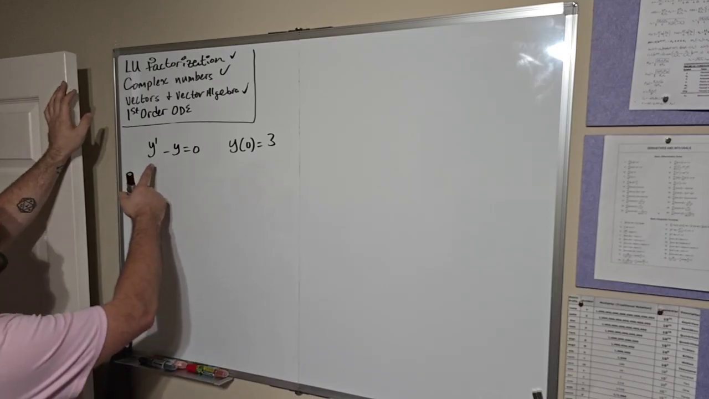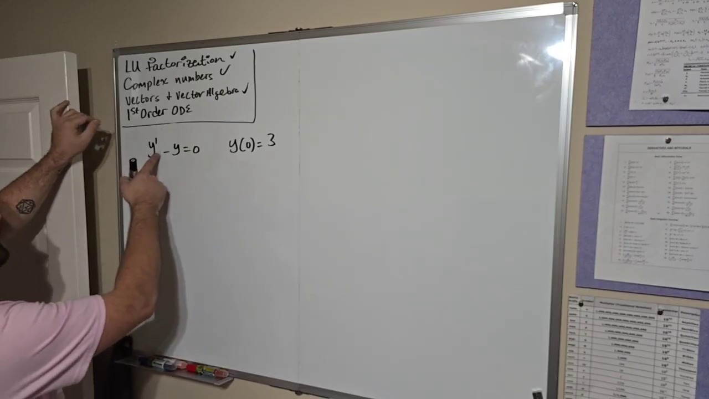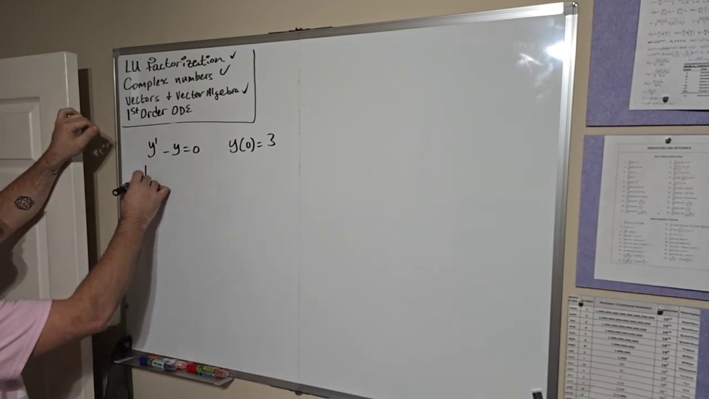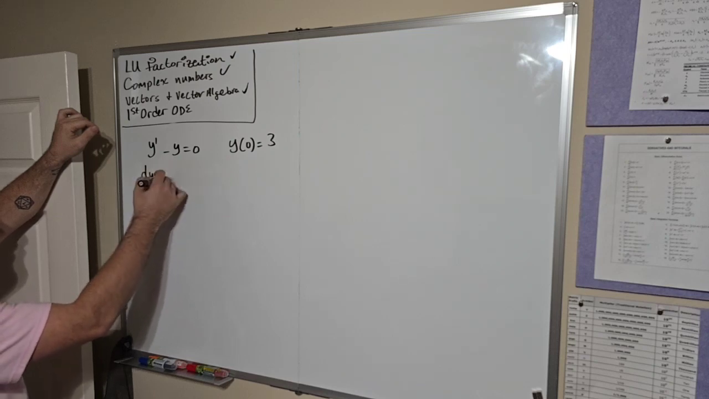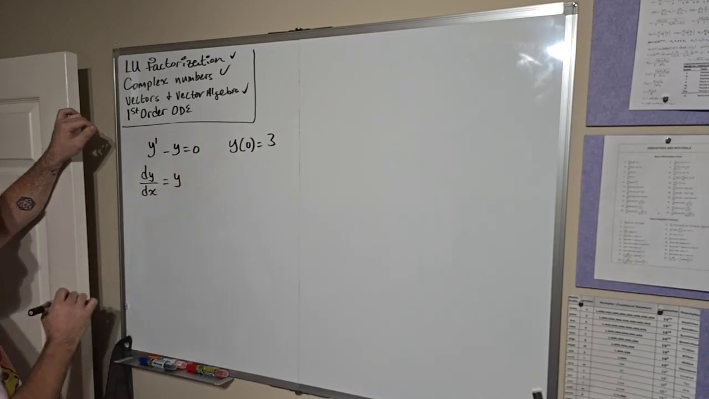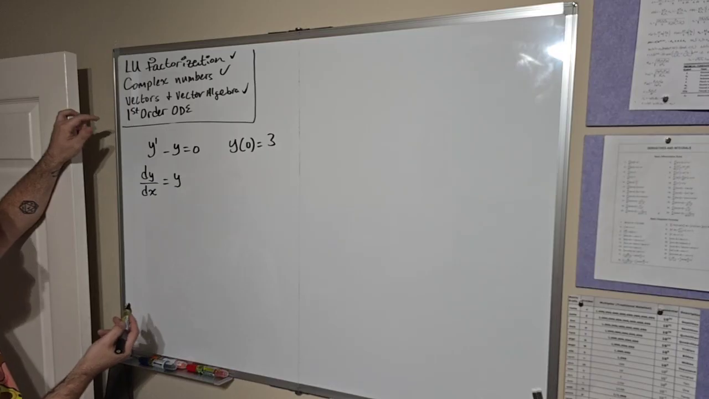So let's see if we can isolate all of our y's on one side and all of our x's on the other. So the first thing we need to do is turn this y prime into our Leibniz notation of dy dx. And at the same time, I'm going to go ahead and add y to the other side. Right? Well, now I see this is pretty clearly separable. This should be pretty straightforward.